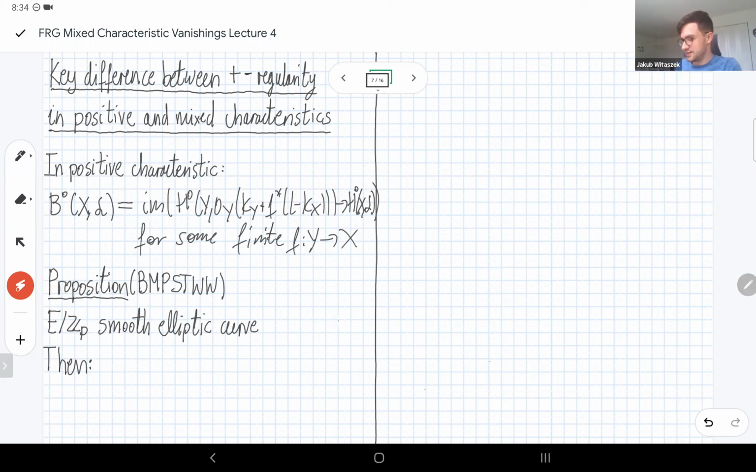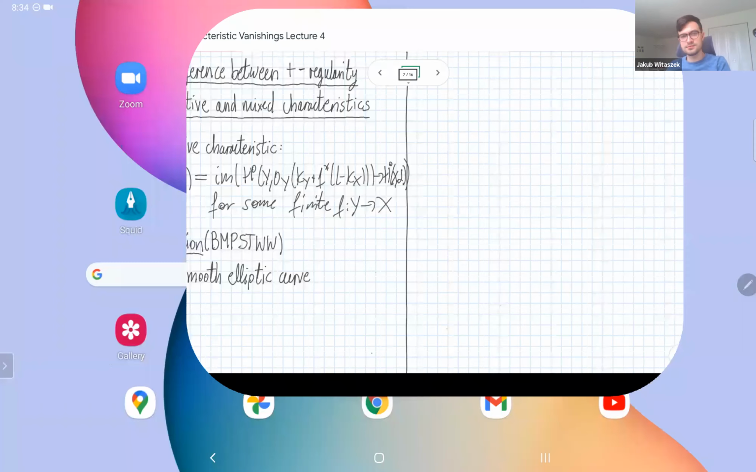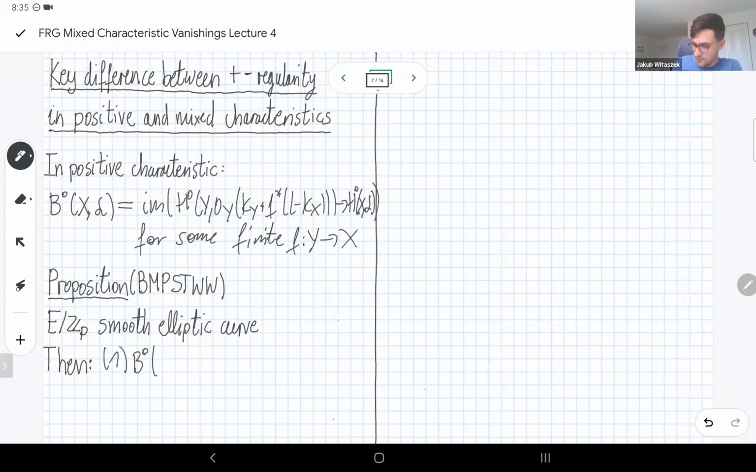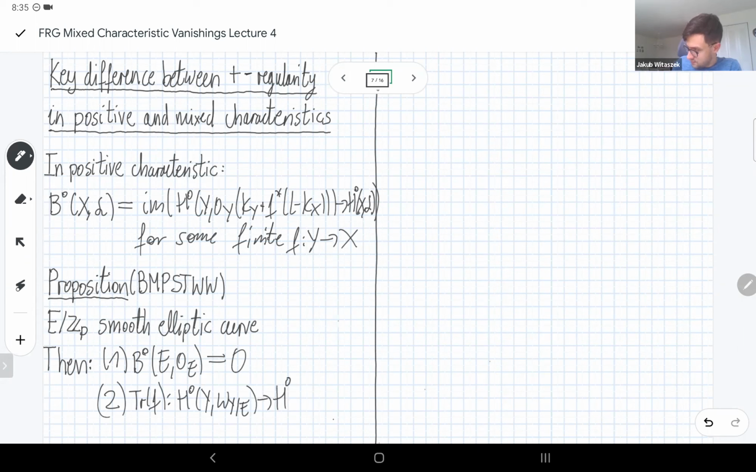So let me give you an example, which is fairly simple. We're going to take a smooth elliptic curve over Z_p. And then I claim the following. Then B0 of E, O_E is equal to 0, but the trace map is non-zero for all finite f. So B0 is going to be killed, but not by a single cover. You really need all the covers to see that.